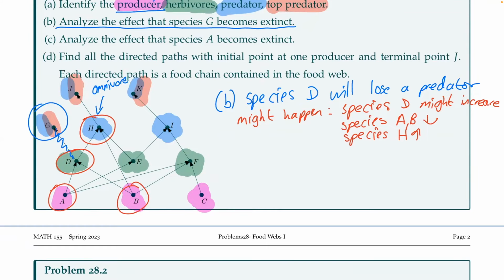But this is where these complicated feedbacks come in. If there are more rabbits around, maybe coyotes start switching and eating more rabbits. So maybe species D doesn't actually go up, right? Because if there are more rabbits around, the coyotes might just switch and start eating more rabbits, and there might be no net increase in rabbits, and so on. So this is when we're getting into our speculation that we don't really know.